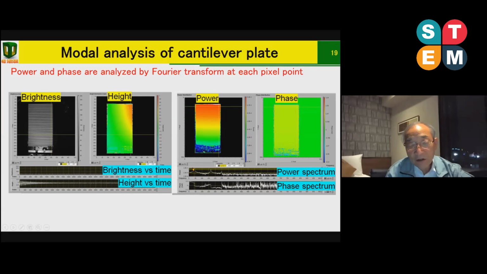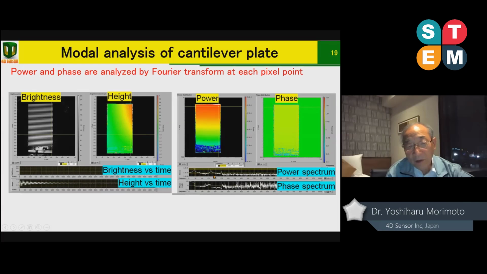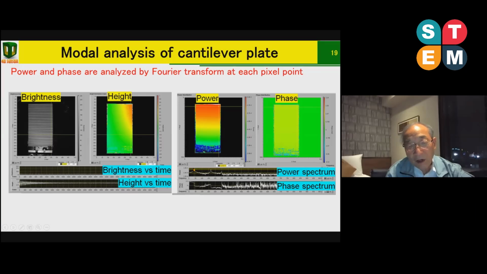So at the resonance frequency, the natural frequency, the local peak of the amplitude is given like this. This is the first natural frequency. This is the second natural frequency. This is the third natural frequency. And here is the fourth natural frequency. This one shows the phase distribution.